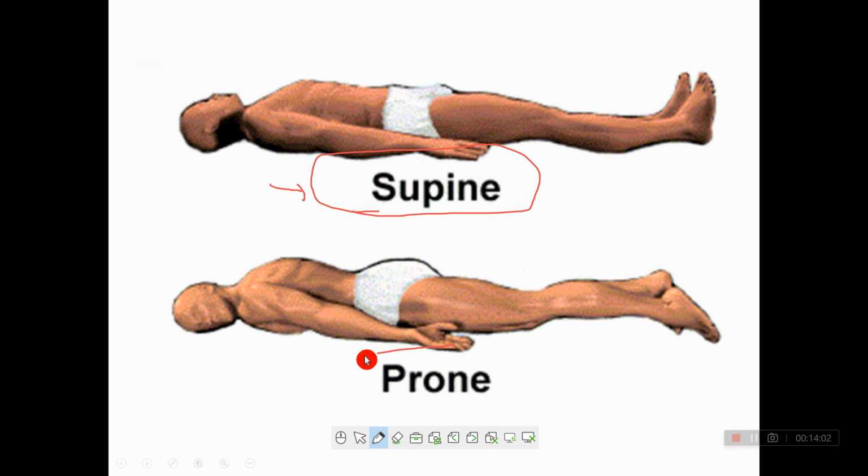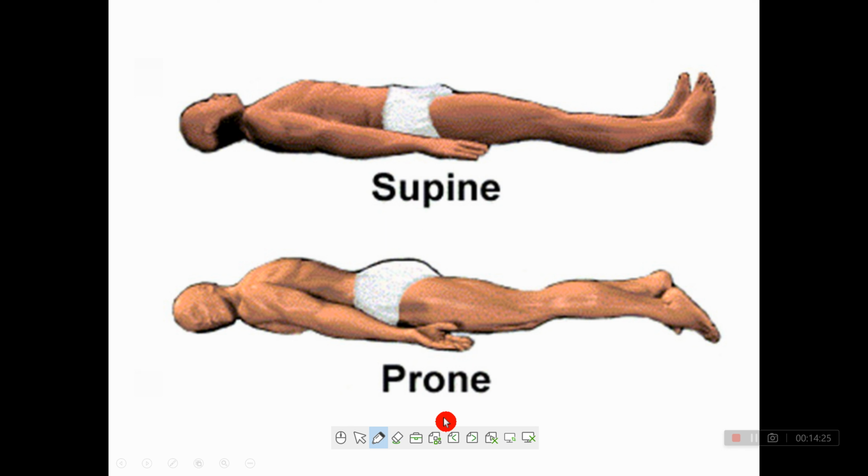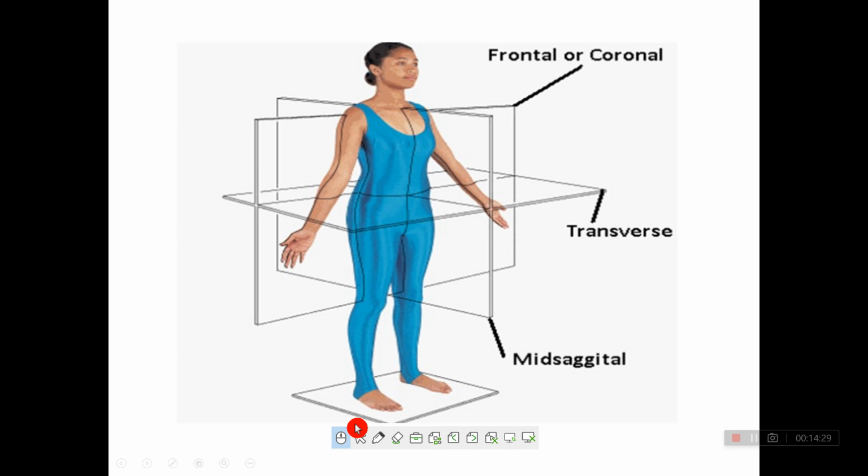Now the second position is the prone position. The prone position is the position in which a person is lying facing downwards on his abdomen. This kind of position is called the prone position. So these are the different positions that are used in human anatomy.